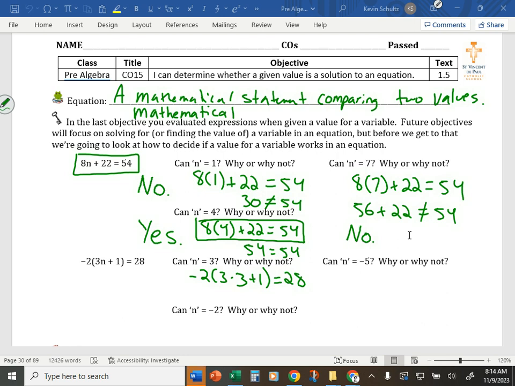So let's work through this. What do we have to do first? Order of operations. Aiden. Multiplication. Yes, so 3 times 3 is 9. Then we complete the parentheses by adding 1 to get 10. And that 10 gets multiplied by the -2, and that gives us what? -20. Does -20 equal 28? It does not. So, can n be 3? No.